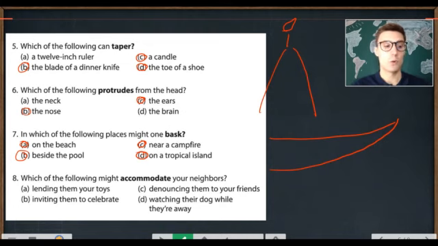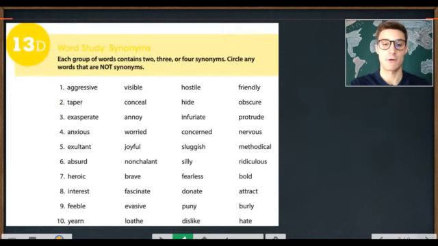Number 8. Which of the following might accommodate your neighbors? A, lending them your toys. B, inviting them to celebrate. C, denouncing them to your friends. D, watching their dog while they're away. I see 2 that are correct. A, lending them your toys. That's a favor. And D, watching their dog while they're away. That's a favor. You accommodate them by doing them a favor.